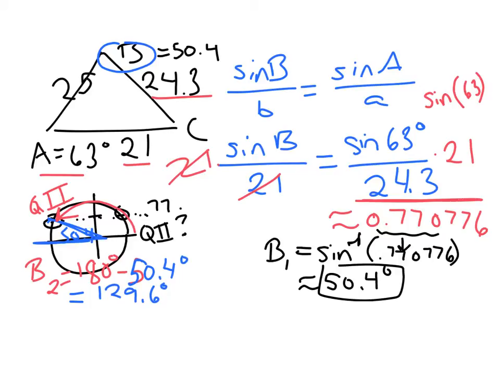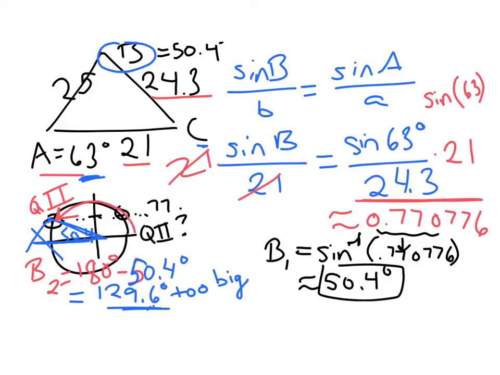129.6 degrees, which is too big, because we already have 63 degrees over here. If you add 63 to that, you're going to get something that's more than 180. Remember that the sum of all three angles has to be 180 degrees. If you take angle B here and add 63, you're already above 180 and you haven't even accounted for angle C. So this is not possible. In this case, we considered the possibility of a quadrant 2 solution, but it won't work. So there's only one solution for this triangle.